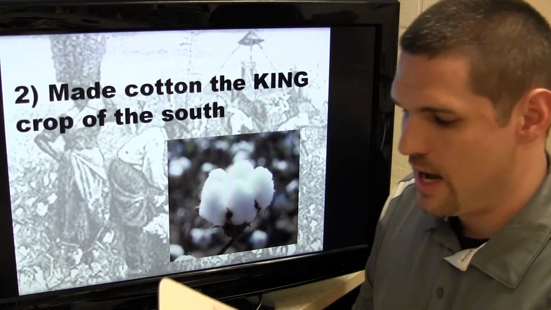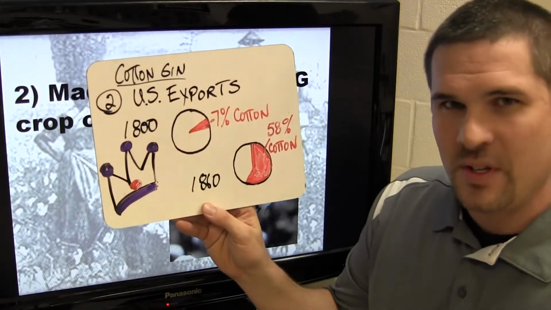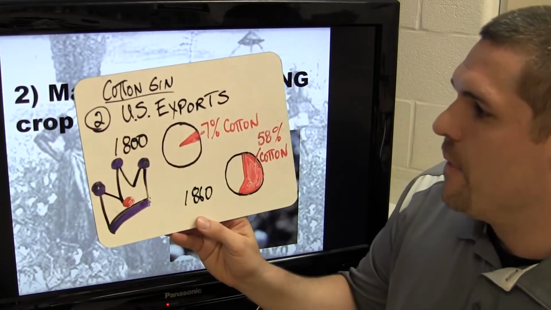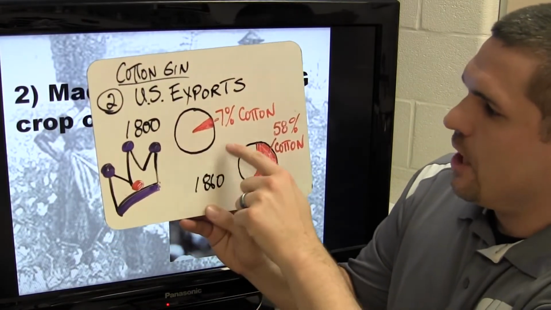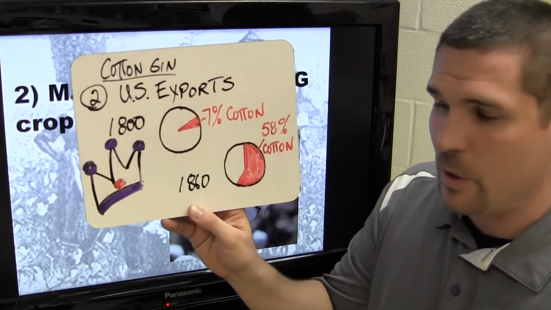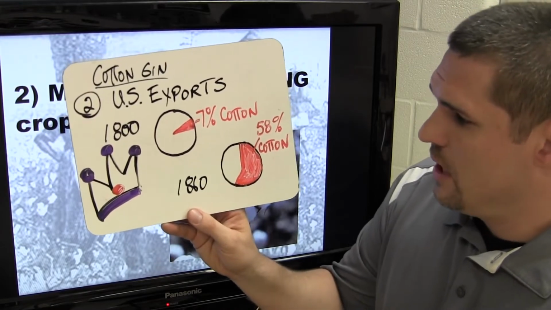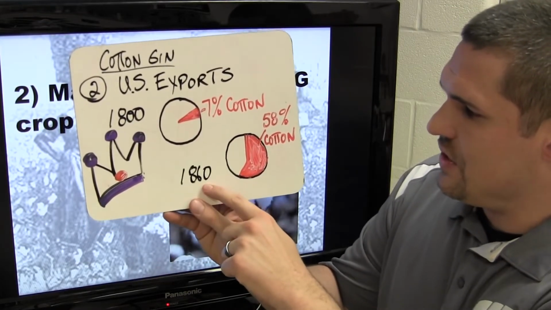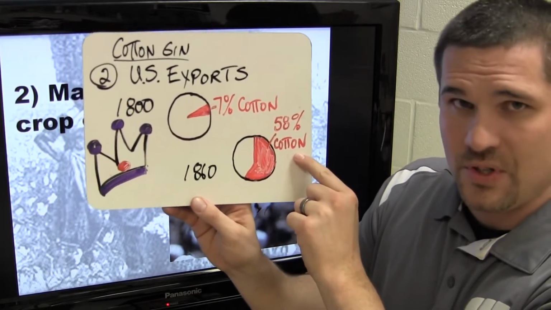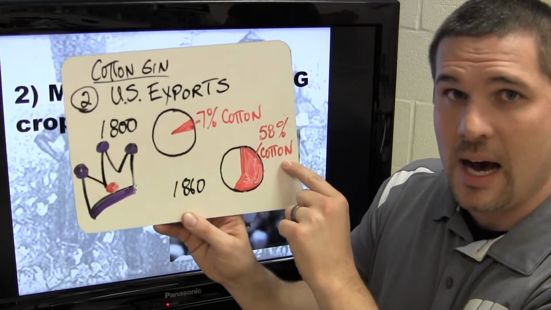Another whiteboard demonstration is, if we take a look at the U.S. exports, now this is going to be North and South combined, everything that they ship out. If you take a look at 1800, cotton is going to make up 7% of all U.S. exports. And just 60 years later, in 1860, take a look at this pie chart right here. 58% of all U.S. exports is going to be cotton.